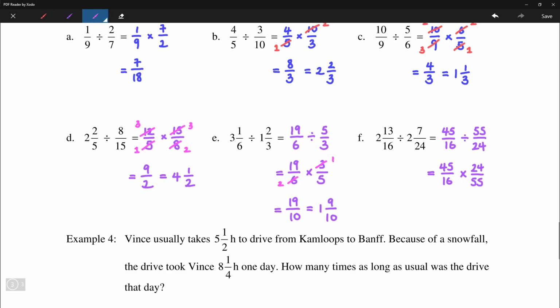Notice that both 45 and 55 are divisible by 5, so that leaves us with 9 and then 11 on the other side. And then both 24 and 16 are divisible by 8, so that will give us 3 and 2. So 9 times 3 is 27, of course. 2 times 11 is 22. Finally, we can rewrite this as a mixed number. That would be 1 and 5 over 22.